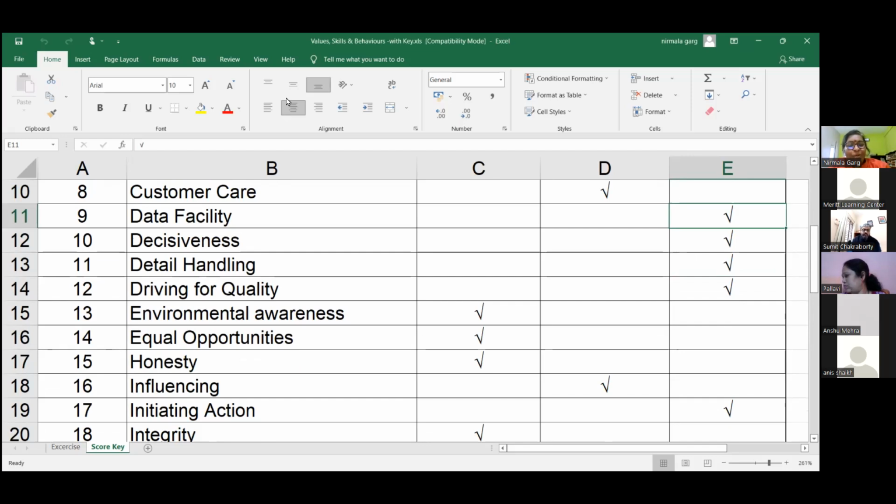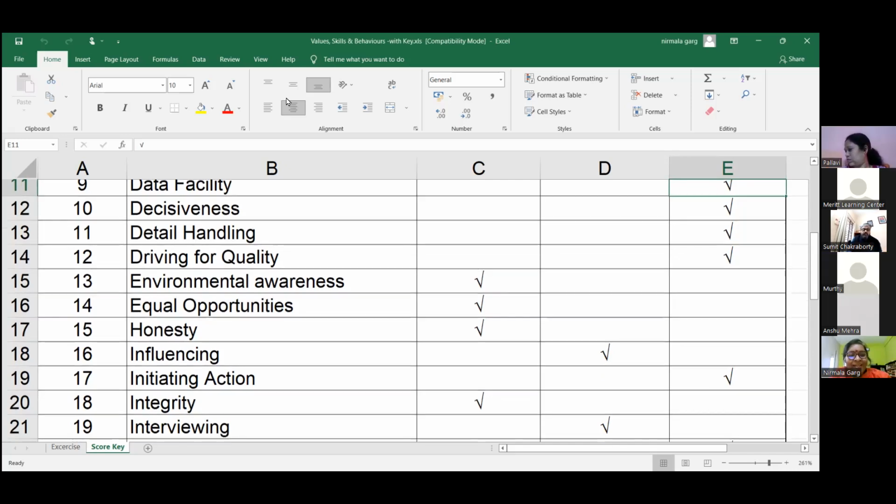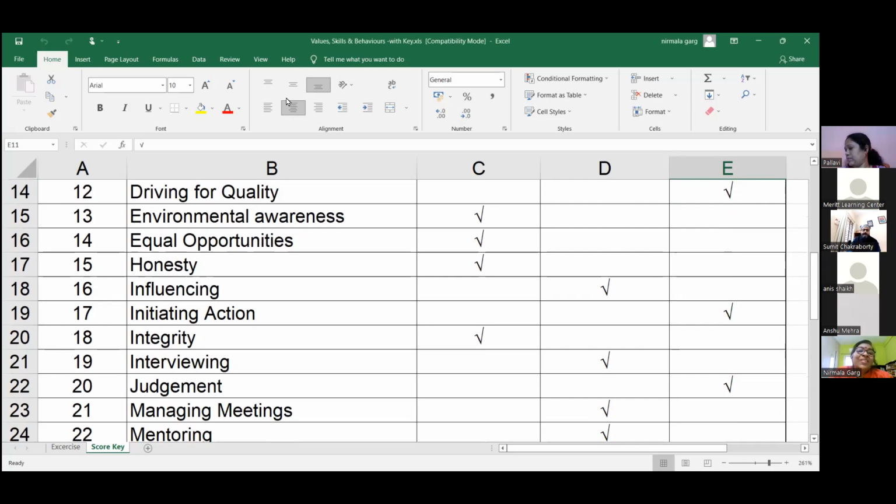Integrity is down below. Influencing is a skill. Initiating action is behavior. Integrity is a value. Interviewing is a skill. Judgment is a behavior.